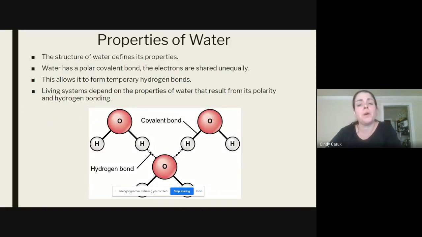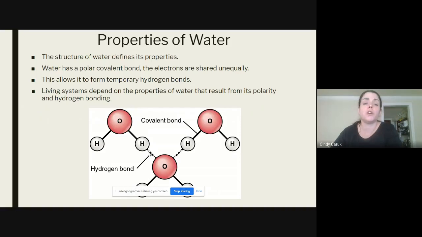Properties of water, if you remember, water is a polar covalent bond. So the electrons are shared between oxygen and hydrogen, but not equally. Oxygen is highly electronegative, so the electrons spend most of their time with oxygen and very little time with hydrogen. And as a result, our oxygen molecule here has a negative polarity of 2, and the hydrogen has a positive polarity here. And this allows them to form hydrogen bonds.